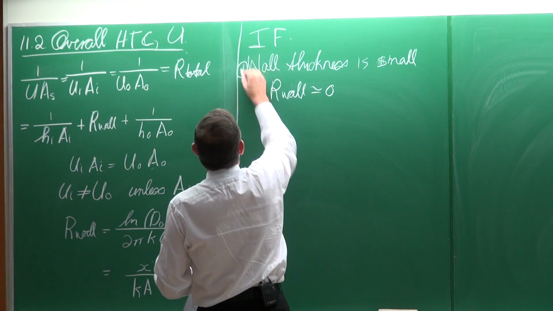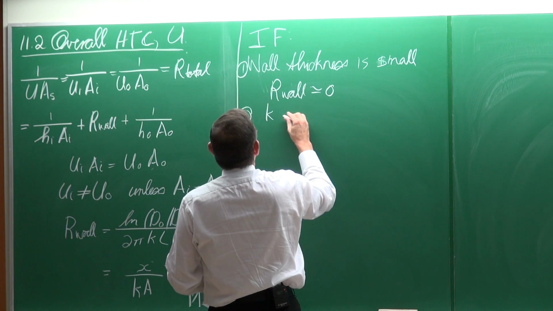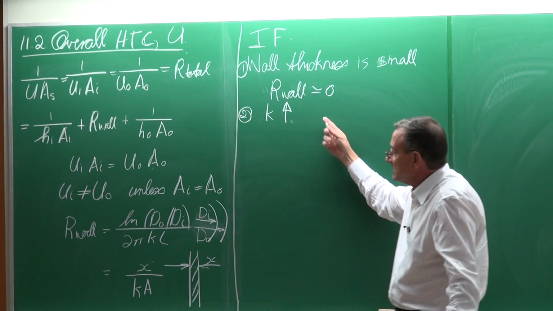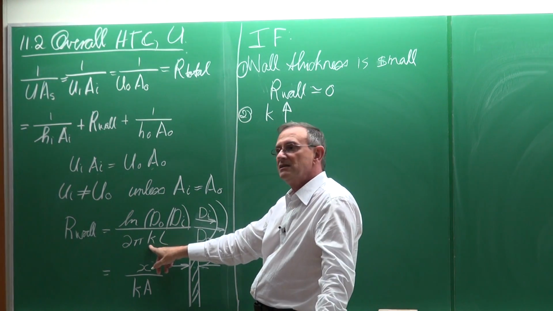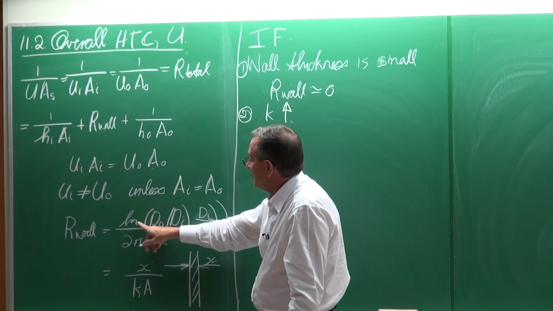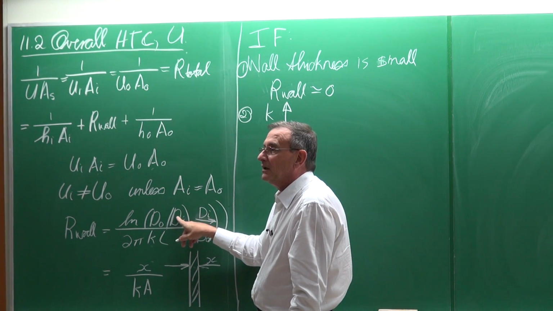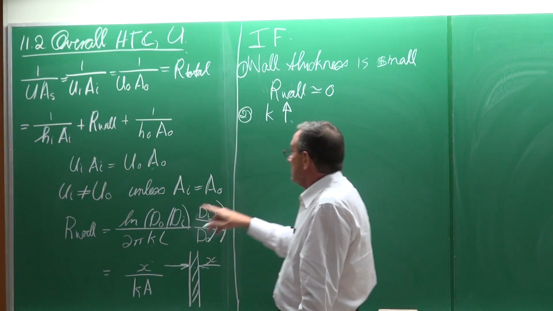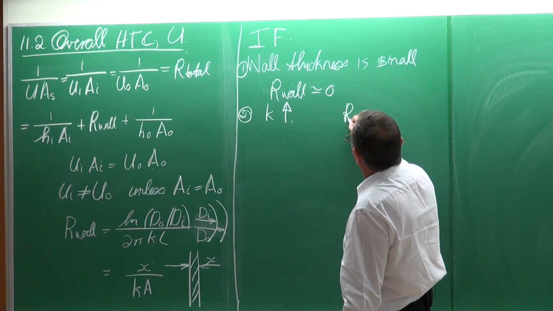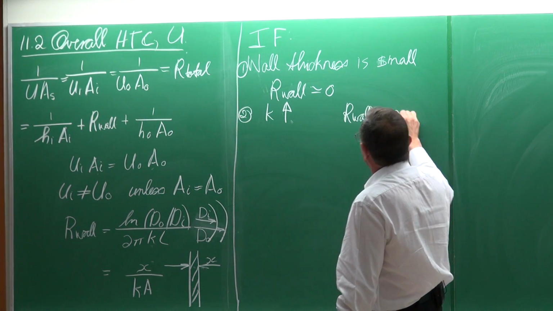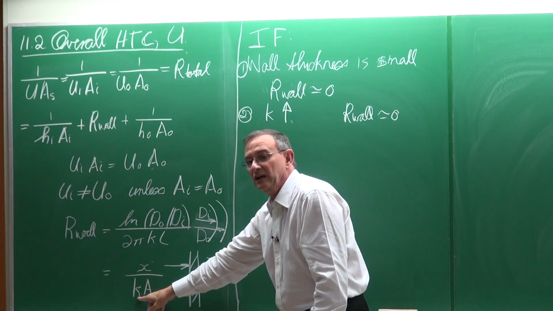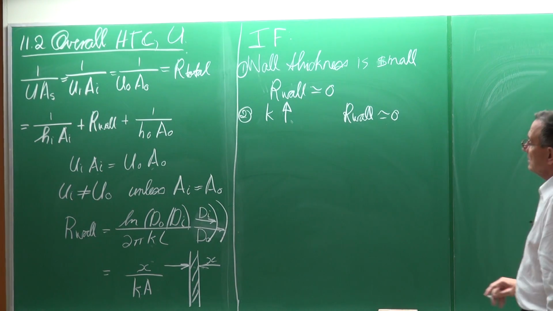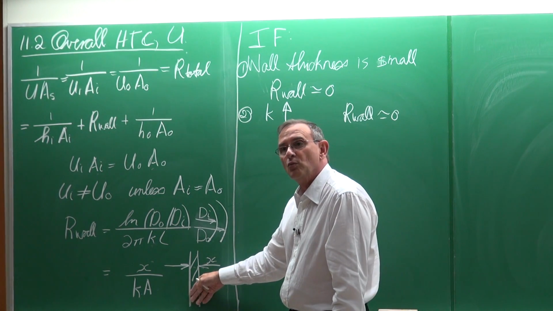Secondly, so that's the first condition. The second condition is k is high. With that, I indicate a high value. Typically, let's suppose it's copper, then it's 280, something like that. And again, now you're going to have the ln of something, which is approximately ln of 1. It's a small number, and you divide by a high number. So again, the resistance of the wall would be equal to 0. And again, here also, if the thermal conductivity is very high, then the resistance of this wall is equal to 0.